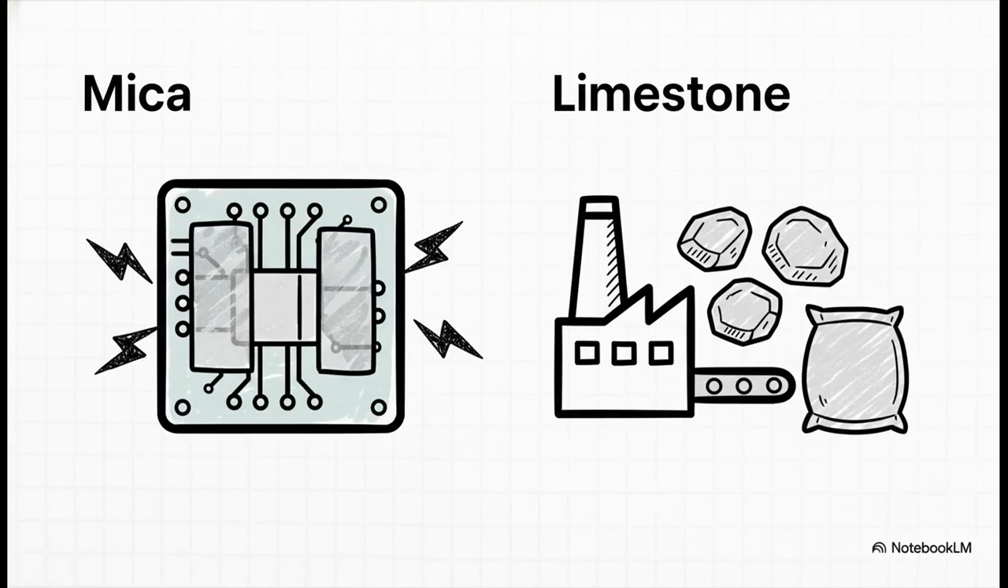All right, and to quickly wrap up this section, let's recall 2 important non-metallic minerals. We have mica, which is indispensable for electrical industries because of its amazing insulating properties. And then we have limestone, which is the basic raw material for the entire cement industry. Just remembering their main use is enough.